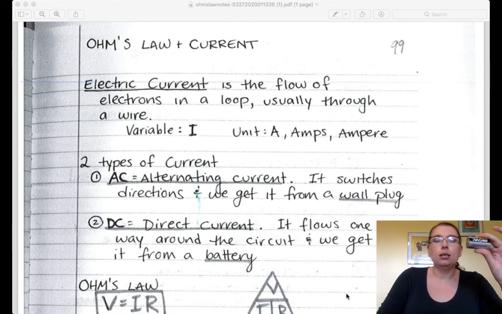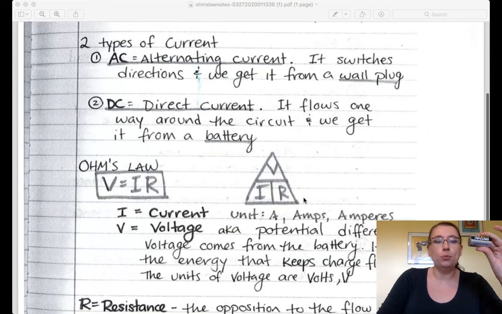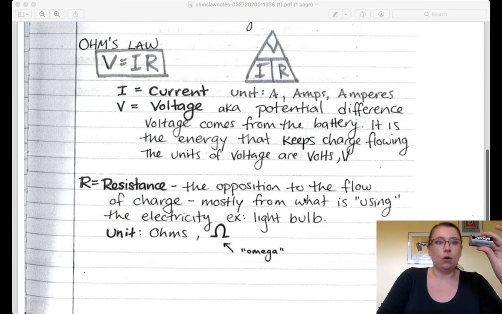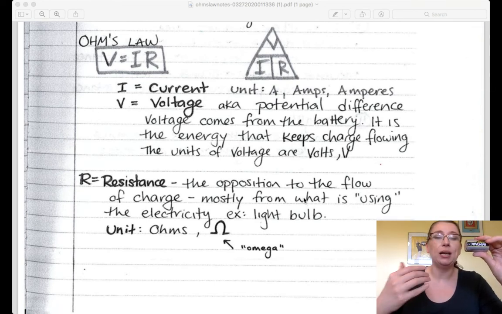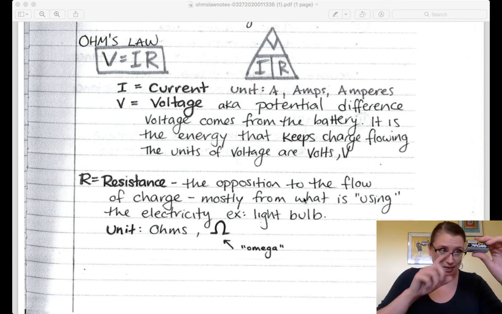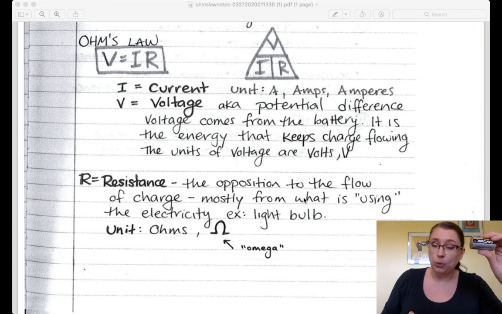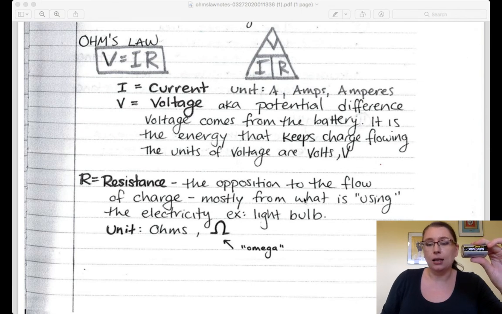And we have this law called Ohm's law. Now, Ohm's law is V equals IR. I, again, is the current with the unit A, or amps or amperes. V is the voltage, and that's what you get from the battery. This is a 1.5 volt battery. I think a car battery is maybe 12 volts.